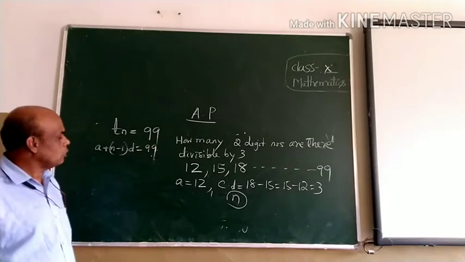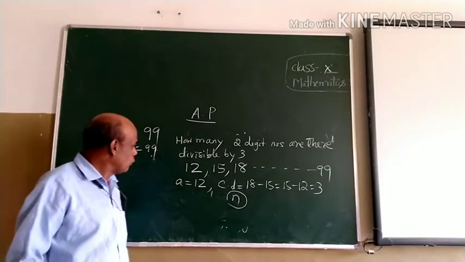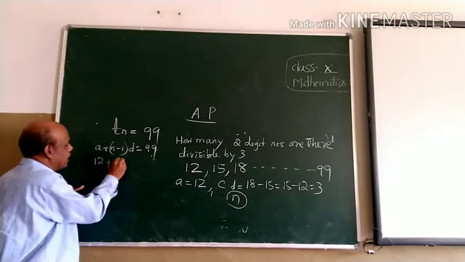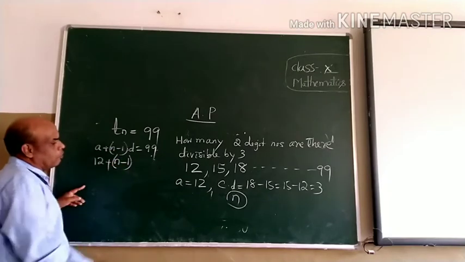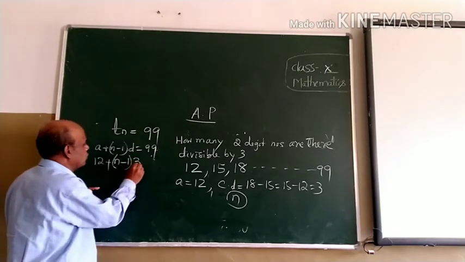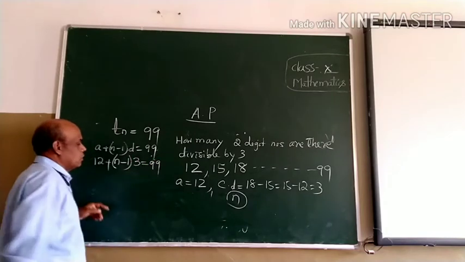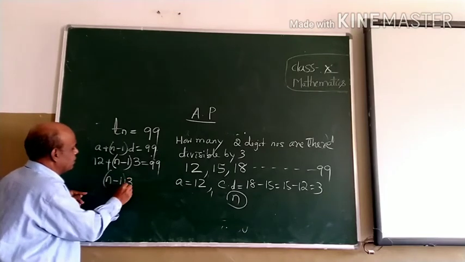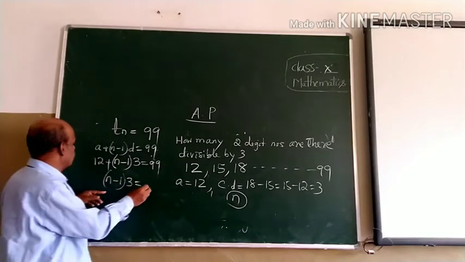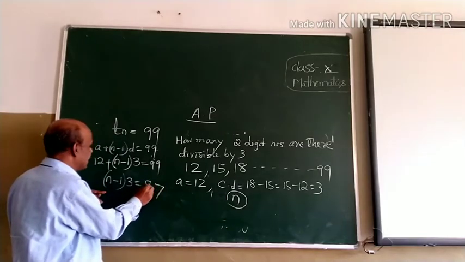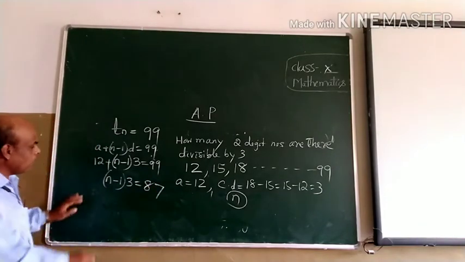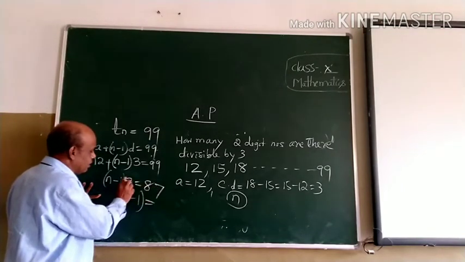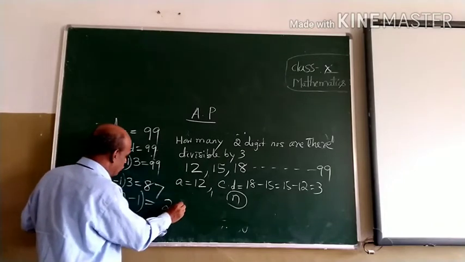Now insert the values given to us. The a value is 12, plus (n minus 1), and the common difference given is 3, so that is equal to 99. Ultimately we get (n minus 1) into 3 equals 99 minus 12. So we got 87. Now what is the value of n minus 1? It is 87 divided by 3, that is 29.